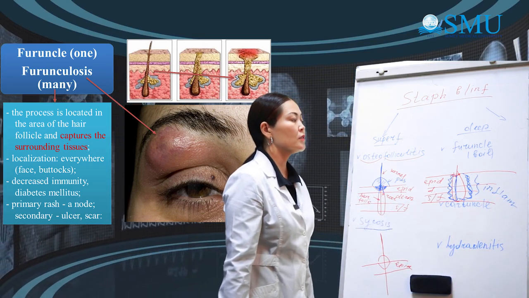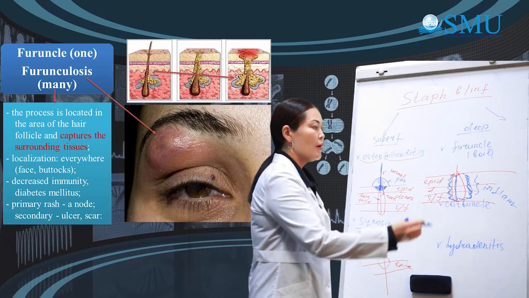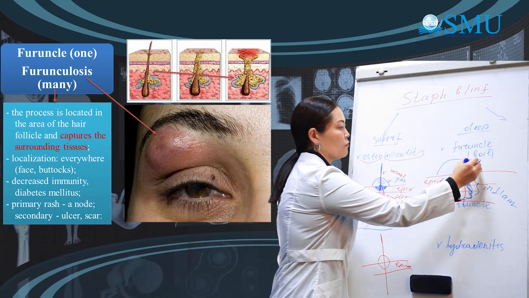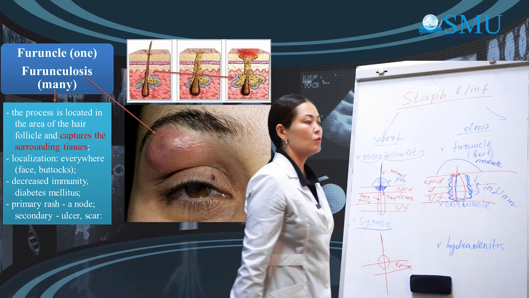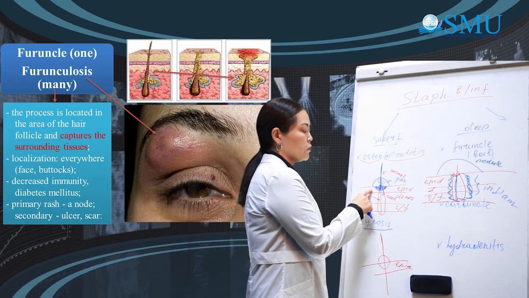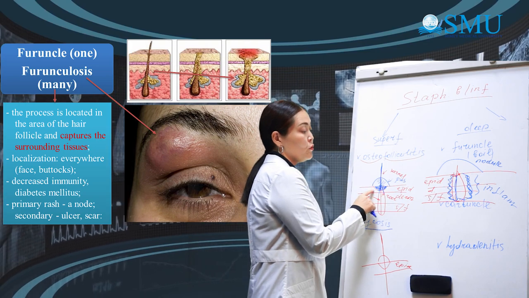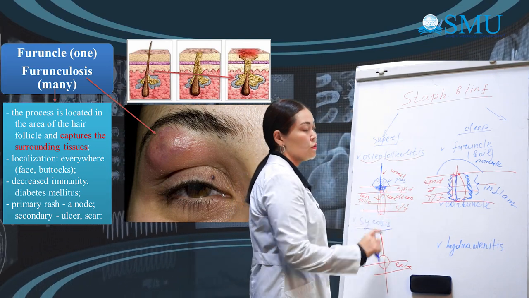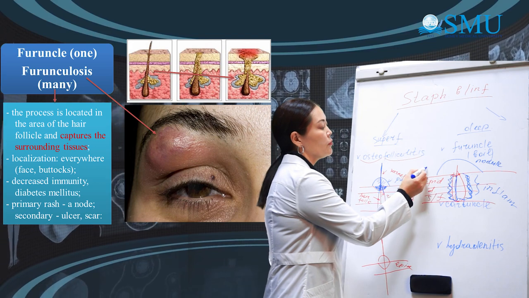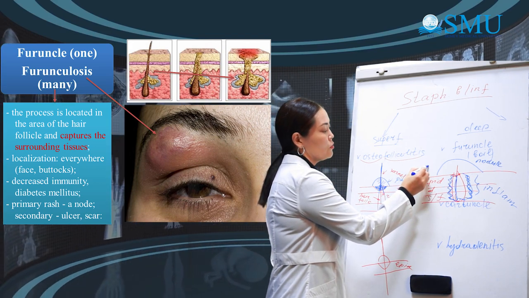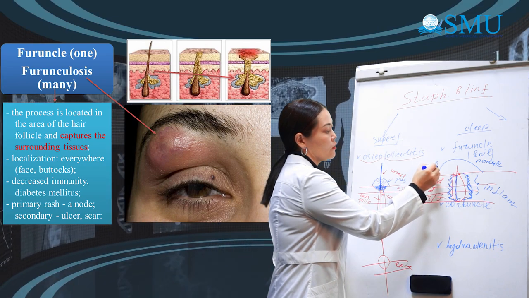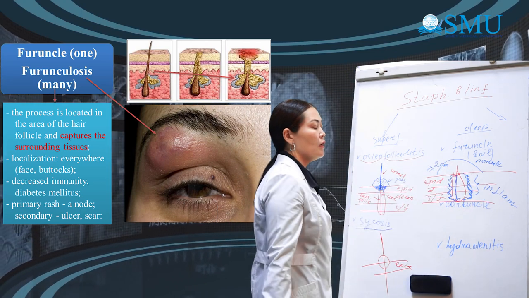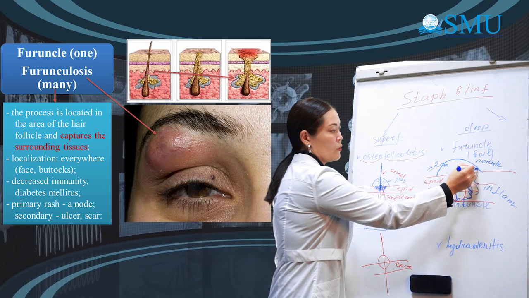That's why, if furuncle is a deep type of staphylococcus infection, the primary lesion in this situation will be a nodule. So the primary lesion for furuncle will always be a nodule. Look please at the changes between pustule and nodule. You see, the first difference is the size. A pustule is a very small lesion and a nodule is a very big lesion. It can be more than or equal to 2 centimeters in size. A nodule is elevated under the skin, palpable, and has good rounded borders. It means that you always see this nodule.